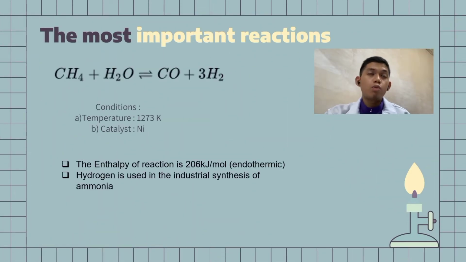Based on the slide here, we have methane plus water, and then we get carbon monoxide and hydrogen gas. There are several conditions we must obey in order to do this experiment. The temperature must be around 1273 Kelvin. We could also use nickel as a catalyst to speed up the reaction. The enthalpy of reaction is 200 kilojoules per mole. Based on this enthalpy, we can see that the reaction is endothermic, absorbing heat or energy from the environment.